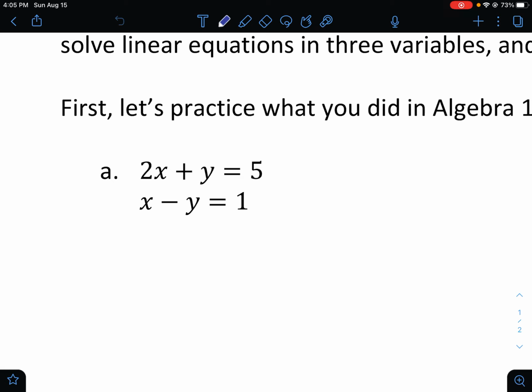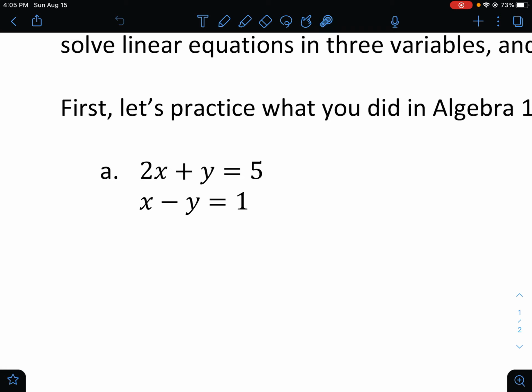So we're going to walk through and just show you what exactly you learned in Algebra 1, and then we're going to take it up a notch for Algebra 2. In Algebra 1, one of the methods that you used to solve systems of equations was called elimination. There was substitution, there was also graphing, but one of the ones that you learned was elimination.